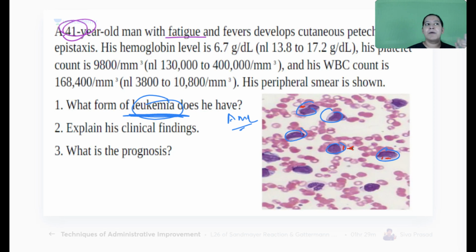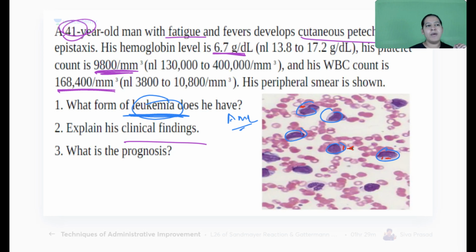Patient is having fatigue because patient is having anemia. Patient develops cutaneous bleeding because of thrombocytopenia. Hemoglobin is less because of anemia. Platelet is also less. And WBC count is more. WBC count is 1,68,000. And this is the peripheral smear. So this is a typical presentation of AML.